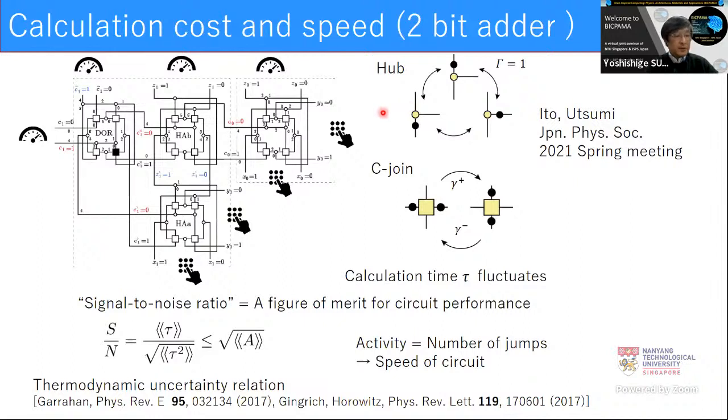Yeah, this is a bit complicated circuit. It is a Brownian 2-bit adder, which is composed of 4 half-adders. Utsumi and Ito analyzed the calculation time distribution and the energy consumption of the circuit under the consideration of the thermodynamic uncertainty relation.